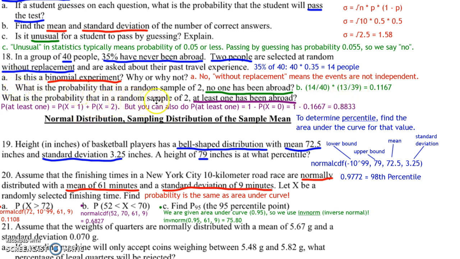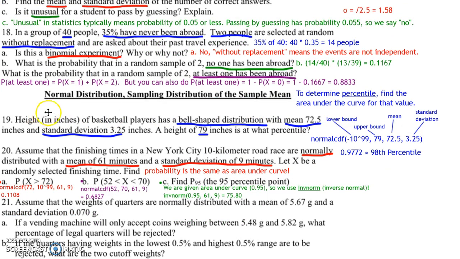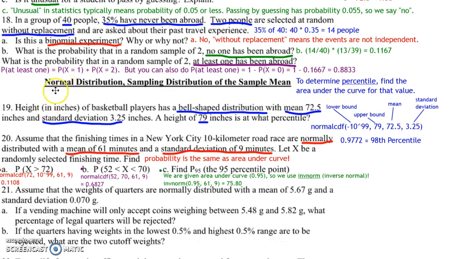And then the probability that at least one has been abroad, it's the same as saying 1 minus the probability that no one's been abroad. I'm using the complement rule here. All right, moving on to questions 19 and 20. These are the normal distribution. I'll come back for the rest of these questions in the third video.